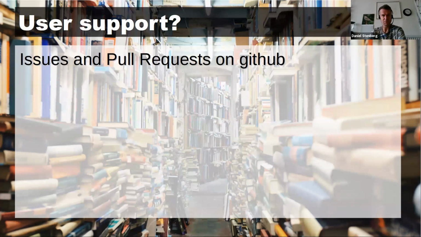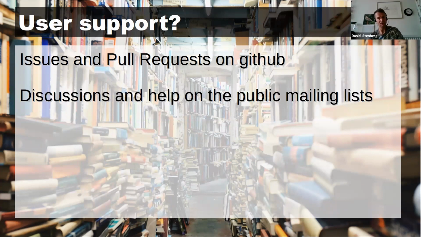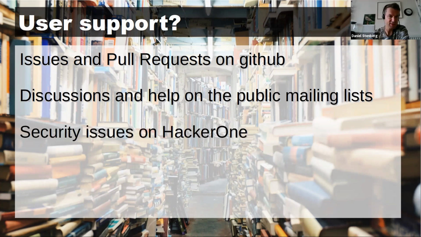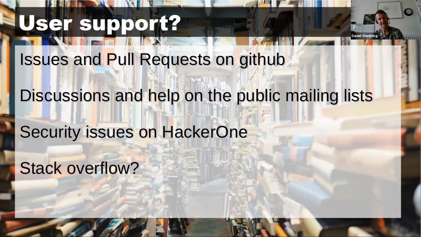So how do we do user support in the open source project? We handle issues, that is primarily bugs on the projects, and pull requests as improvements to cURL on GitHub. And we have discussions, and we have user support for free for the users of the free software project on the public mailing lists. We receive security issues and discussions on HackerOne. So HackerOne helps us run the bug bounty program, basically. And we have a lot of questions on Stack Overflow that are tagged with cURL or libcURL.